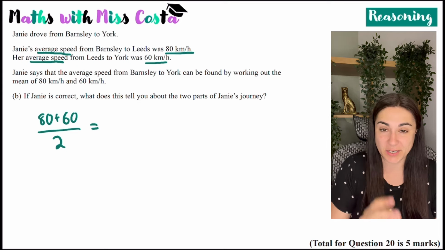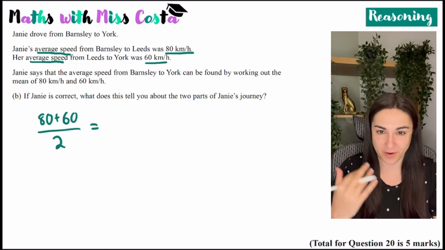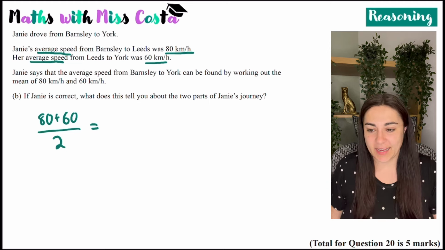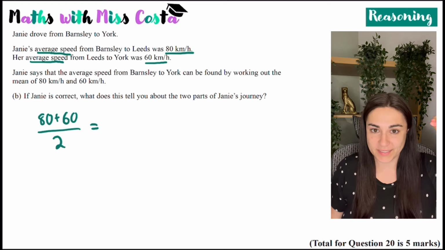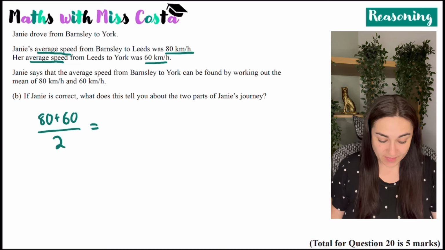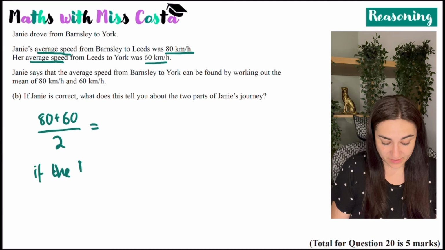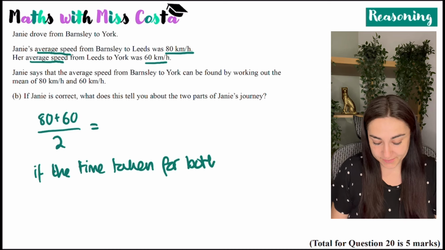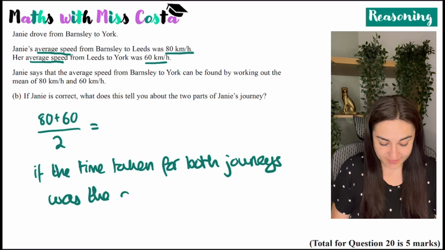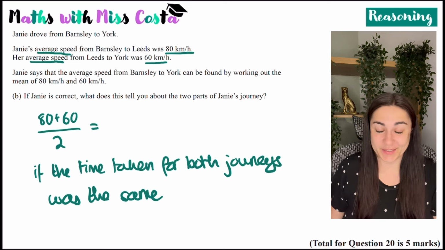Well, the reason we can't just work out the average speed by adding up the speeds together and dividing by 2 is because generally there's a different length of distance and a different length of time. So we need the total distance divided by the total time. So the only way that Janie could be correct is if the time taken for both journeys was the same. But it's quite an in-depth question to really understand it properly.